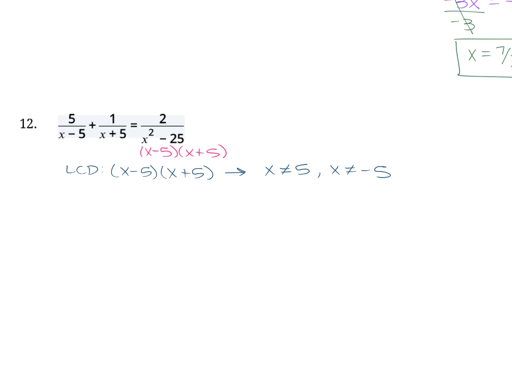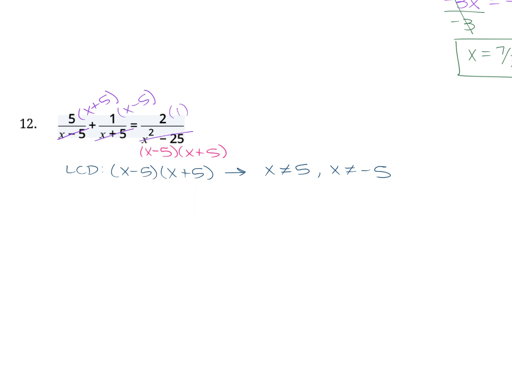So from here, we're going to multiply everything by our least common denominator. Your first fraction, that 5 over x minus 5, already has the x minus 5, so we're going to cancel that out, multiply the 5 up top by x plus 5. The 1 over x plus 5 already has the x plus 5 from the least common denominator, so we're just going to multiply the 1 by x minus 5. The 2 over x minus 5 times x plus 5 has both the x minus 5 and the x plus 5. So we're going to cancel it out and just multiply that 2 by 1.